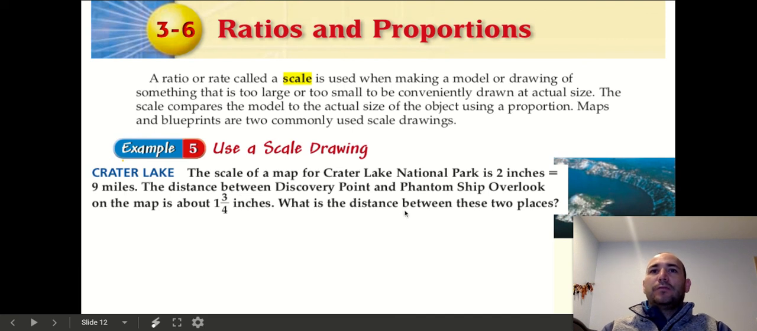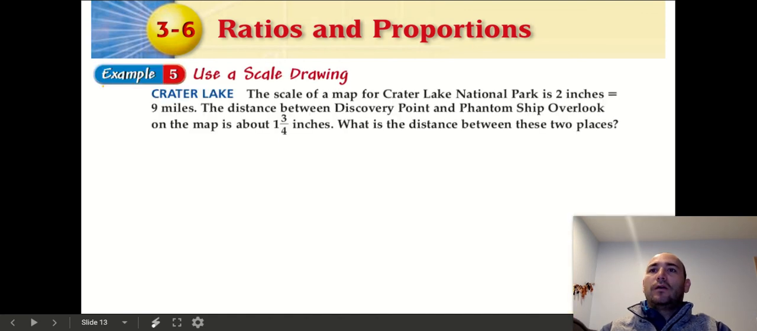So the distance between Discovery Point and Phantom Ship Overlook on the map is about 1 3/4 inches. So on the map, the distance is about 1 3/4 inches. So the question is, what is the distance between these two places in real life? How many miles away is it, right? So let's go ahead and do this problem. So we're going to let D represent the actual distance because that's what we don't know yet. That's what we're trying to find.